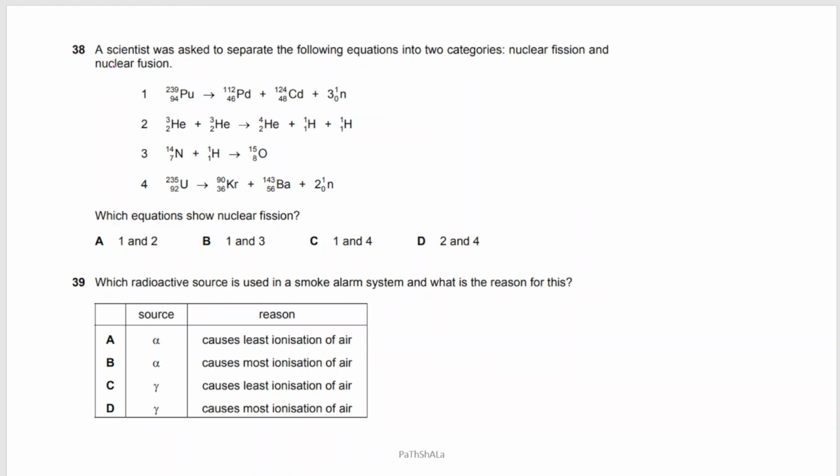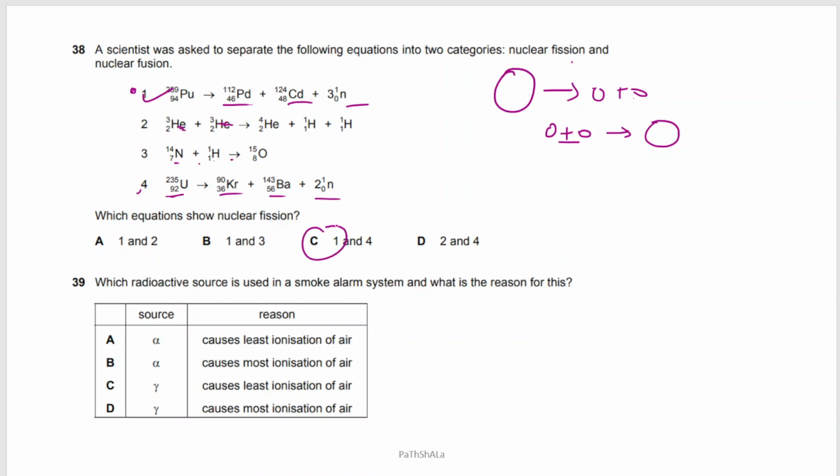38. A scientist was asked to separate the following equations into nuclear fission and fusion. Fission is breaking up and fusion is combining. So a big nucleus breaks into more, and in fusion little nuclei form a big one. So clearly visible, the first is fission, it's breaking up into three. No, here we have combining. No, here it's combining. No, here again it's breaking up into three. So the correct answer is 1 and 4, which is C.